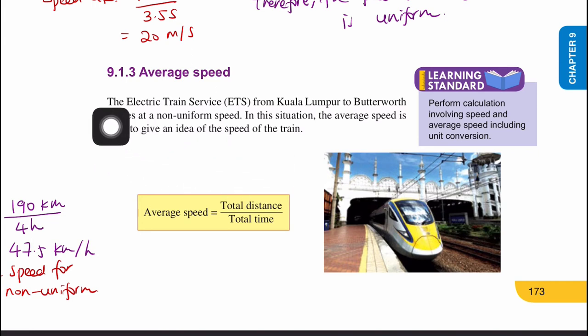Now, the example here. The electric train services, ETS, from Kuala Lumpur to Butterworth moves at a non-uniform speed. In this situation, the average speed is used to give an idea of the speed of the train. Tadi kita belajar speed sahaja. Speed, distance over time. Now to calculate average speed, the new formula is total distance over total time. Total ni maksud the whole journey lah.